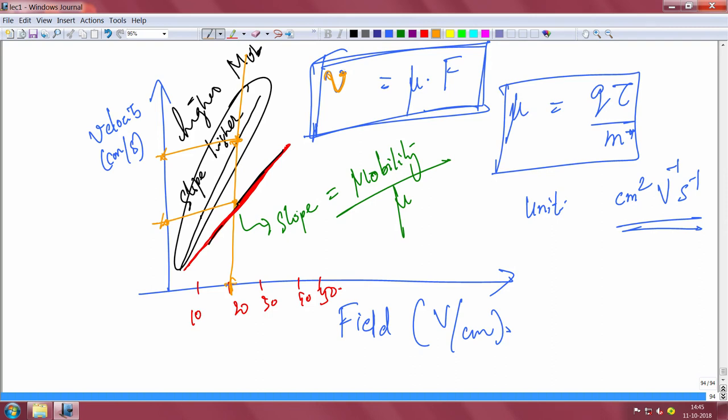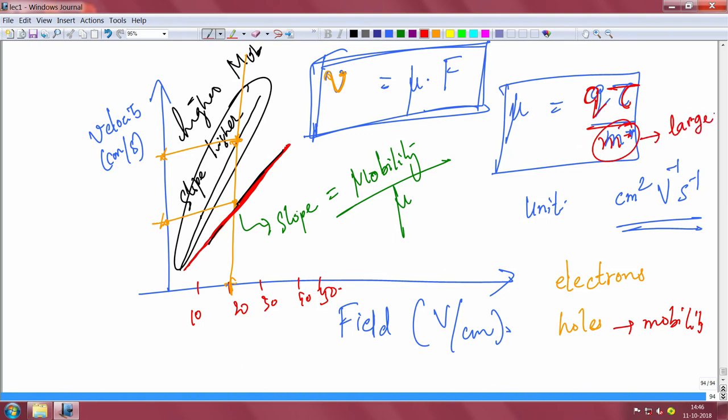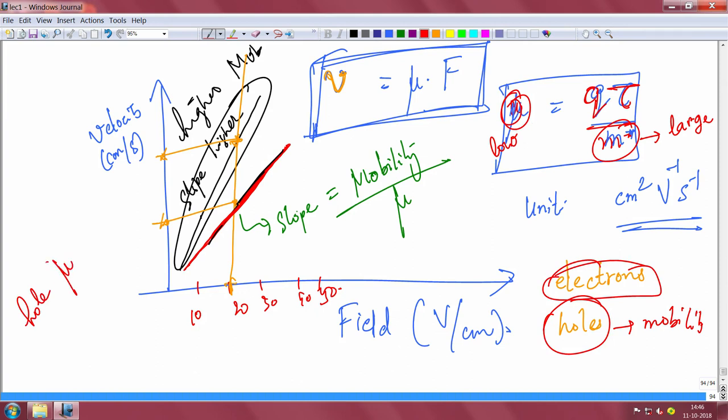Different materials will have different mobility. Electrons will have their own mobility, and holes will also have their own mobility. Now, if you look, mobility is actually charge, which is a constant, times mean scattering time by m star. If the effective mass is large, then your mobility is low. Holes typically have larger effective mass than electrons, which means hole mobility is typically almost always lower than electron mobility. That is why holes are slower. If you make a device based on holes, it will not be a very fast device.